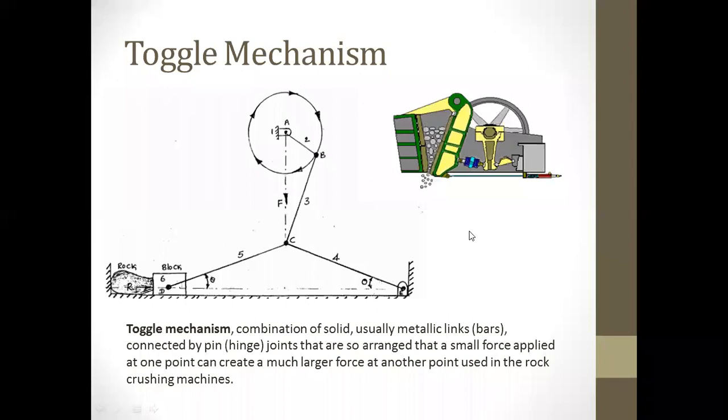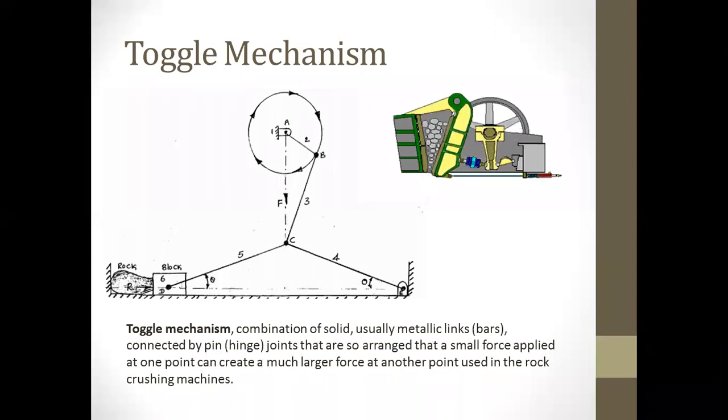The toggle mechanism is mainly used in stone crushing. It is a combination of solid links, metallic bars, and hinge joints that are used for connecting, arranged in such a way that when a small force is applied, you can create a much larger force at another point. At some point you apply some force and that force can be magnified into a larger force. So it is mainly used in rock crushing machines.